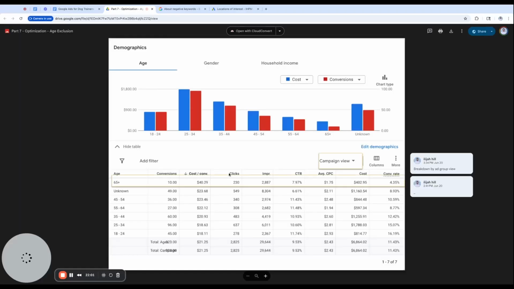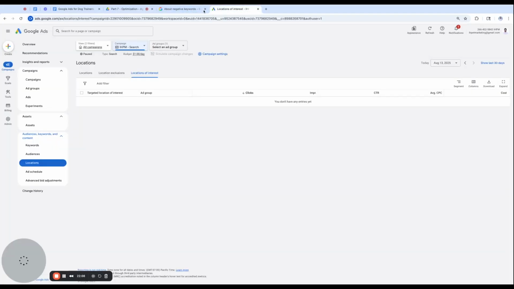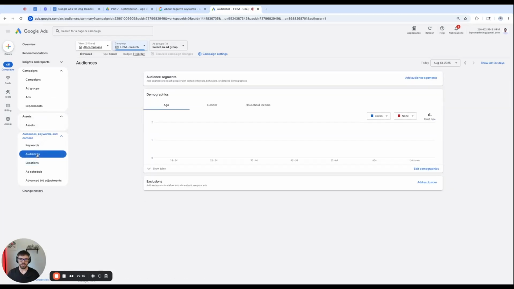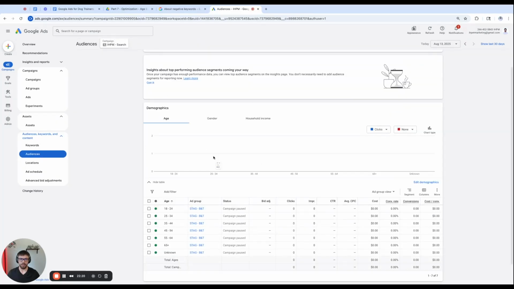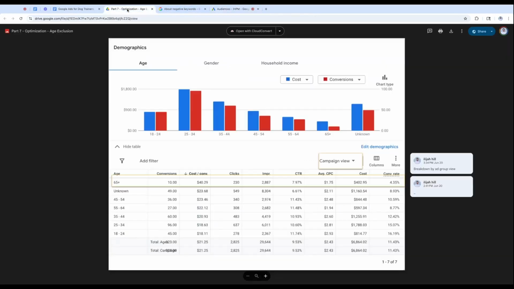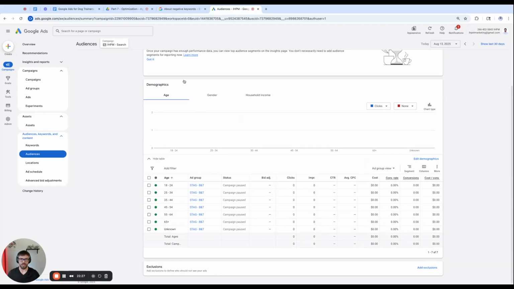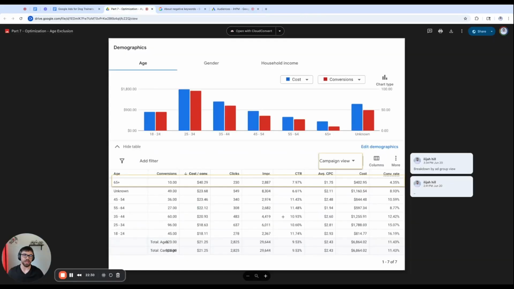So I have an image here I want to share with you guys. And this is in a live account that we have with one of our dog training clients. Let me show you guys how I got here. If you're looking at your campaign and you go over to audiences, keywords, and content, you can go down where it says audiences and you will be able to access the demographics of your campaign. And that is what we are looking at right here. Now, obviously there is no data in this account. This is a demonstration account. But in this image here, we do have real data with a real client of ours.